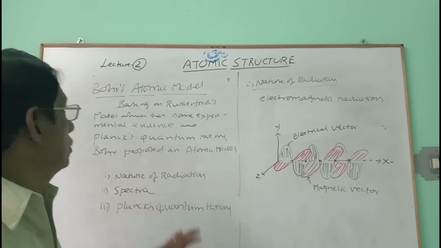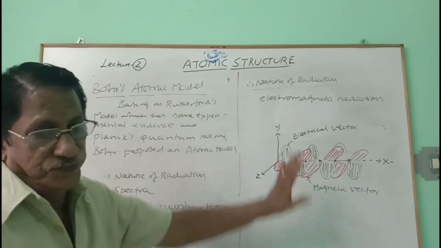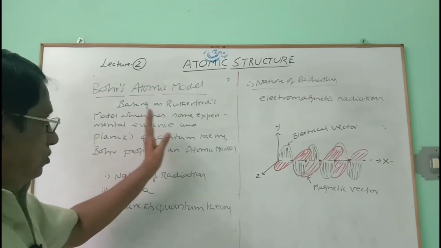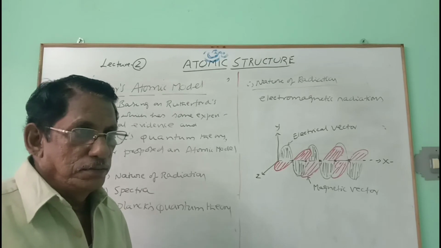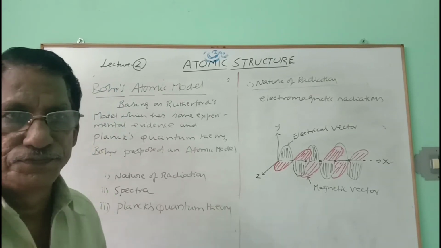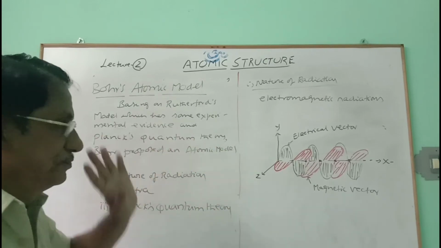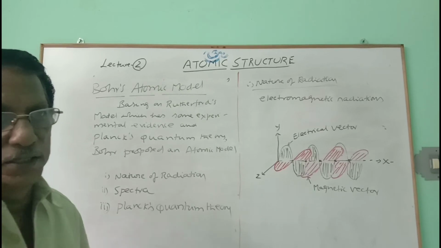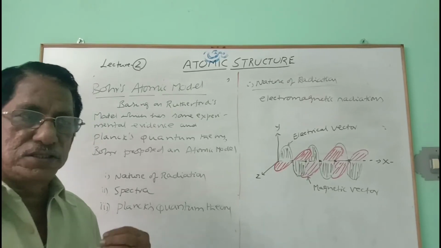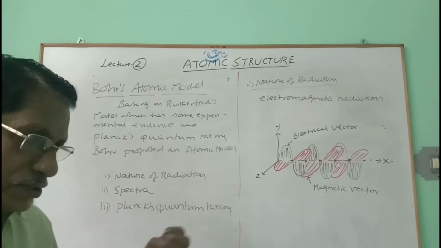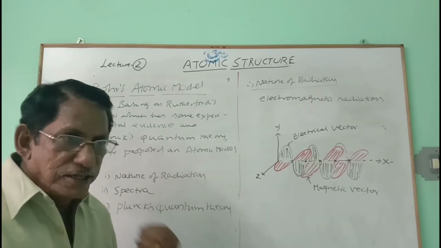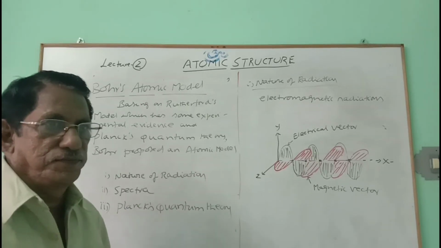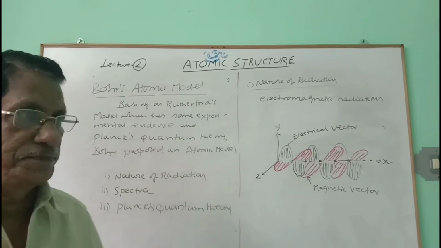Now, after the failure of Rutherford's model, Bohr developed a model which is called Bohr's atomic model, basing on Rutherford's model, because it is having some experimental evidence, and basing mainly on Planck's quantum theory. He proposed a model which can successfully explain the doubts raised by classical theory, as well as the hydrogen spectrum, which is a line spectrum. Successfully explained all the facts. That is why the Rutherford atomic model is very important.